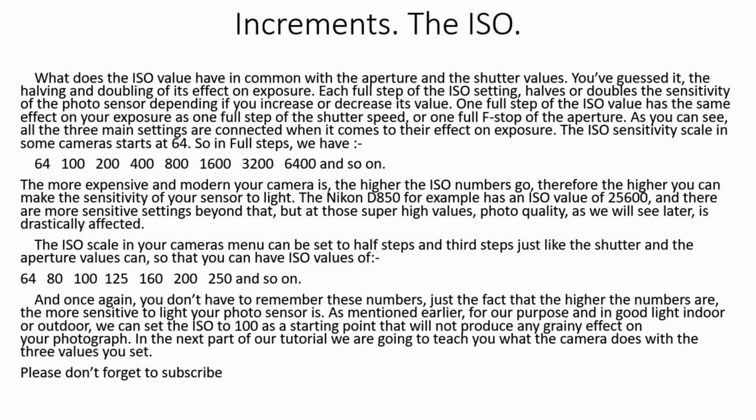As you can see, all the three main settings are connected when it comes to their effect on exposure. The ISO sensitivity scale in some cameras starts at 64, so in full steps, we have 64, 100, 200, 400, 800, 1600, 3200, 6400, and so on. The more expensive and modern your camera is, the higher the ISO numbers go, therefore the higher you can make the sensitivity of your sensor to light.